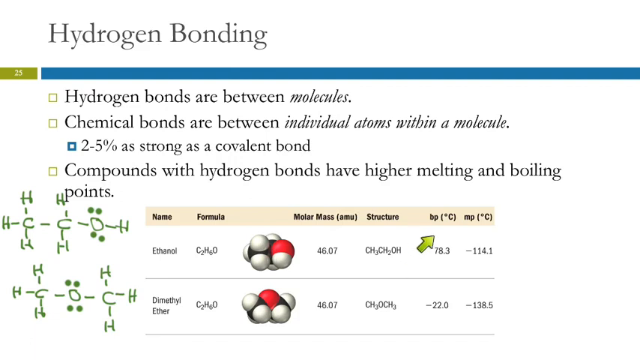Then we look over here at the boiling points and the melting points. Their molar masses are exactly the same because they're the same number of carbons and hydrogens and oxygens, just put together differently. Ethanol has a boiling point of 78 degrees Celsius, and dimethyl ether boils at minus 22. So at room temperature, dimethyl ether is a gas, ethanol is a liquid, because the forces of attraction are stronger and they can hold them together at higher temperatures. Any questions?